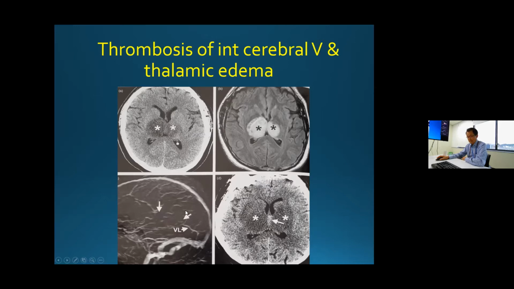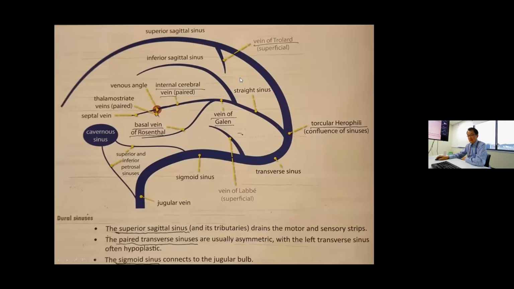So internal cerebral, you see superior sagittal sinus on top, just above inferior sagittal. Internal cerebral is right in the middle of the brain. That's connected to the straight sinus. This is a transverse sinus in the back here. So sigmoid, jugular, this is a venous system. So if there's any thrombosis, edema occurs, particularly in the internal cerebral vein here.